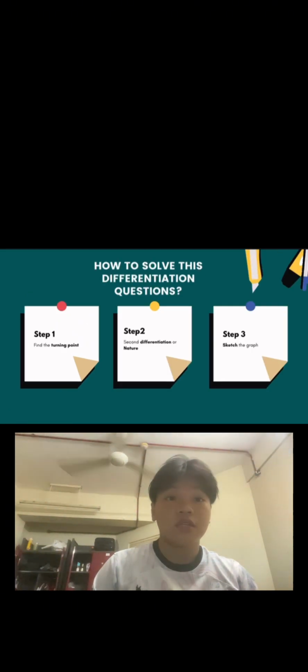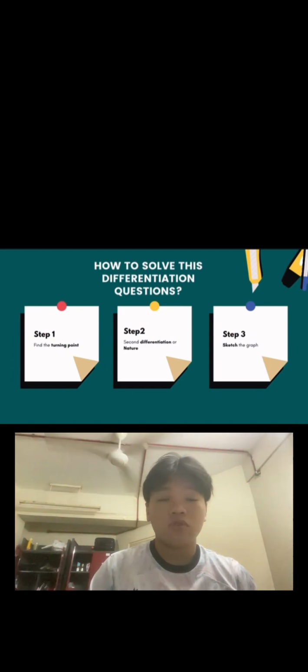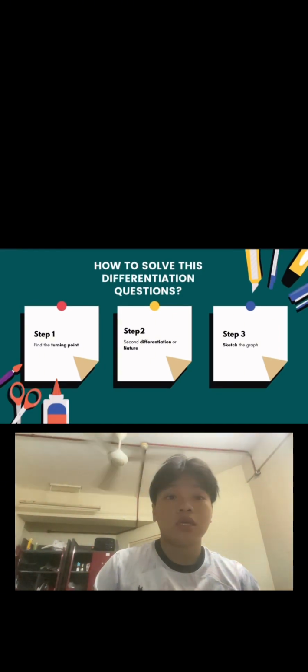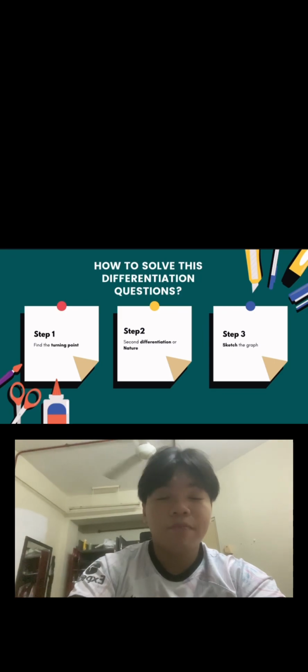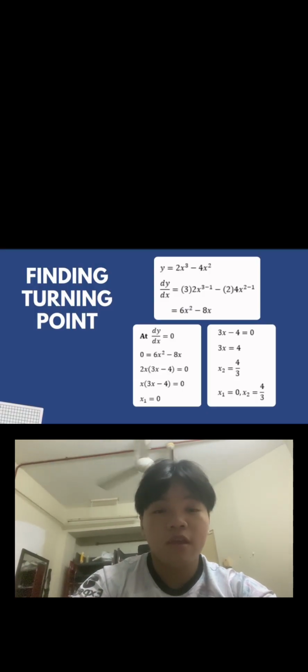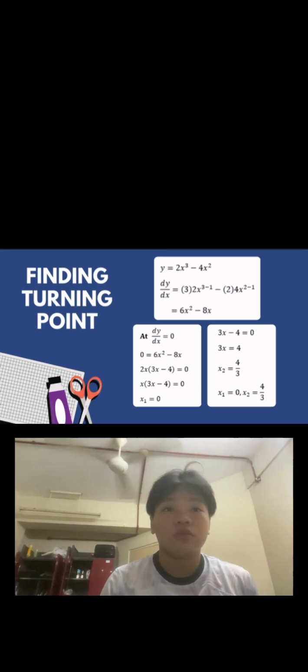Before we solve this question, the first step is to find the turning points. The second step is to do the second differentiation, or you can say the nature. Step 3 is where we sketch the graph. The function given is y = 2x^3 - 4x^2. Both of these terms are going to be differentiated. When we differentiate, dy/dx = 6x^2 - 8x.